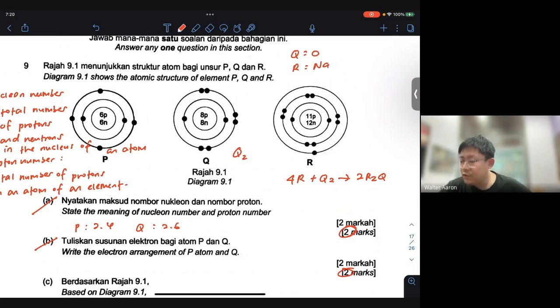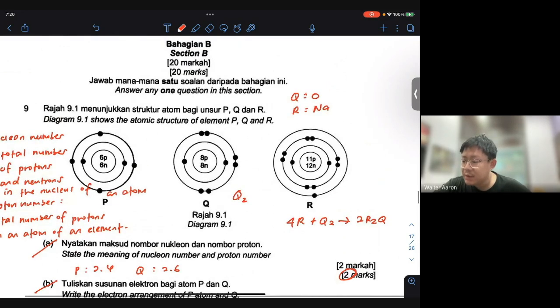Okay, so you know that for sodium oxide, the chemical equation is 4Na plus O2, then you'll get 2Na2O, correct? So this is how we can balance the equation. But instead of using Na or O, we're using R and Q. So this one is actually similar to this one.